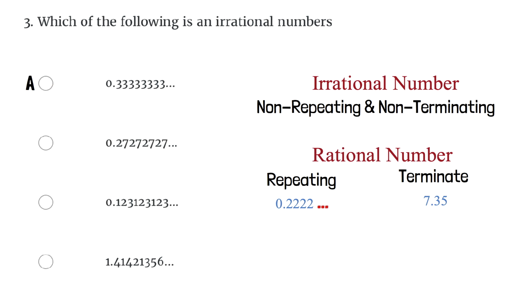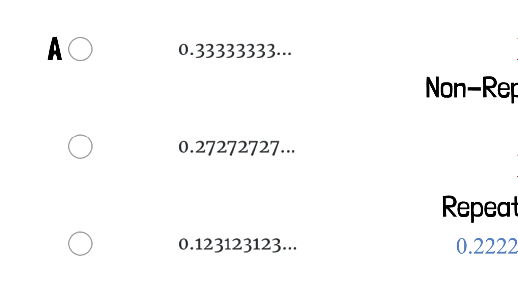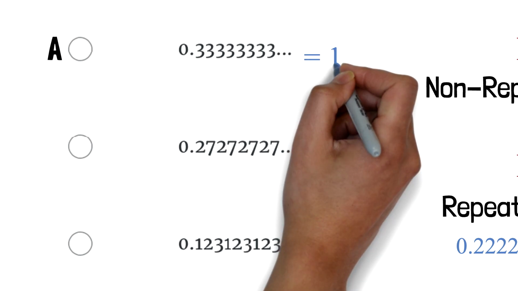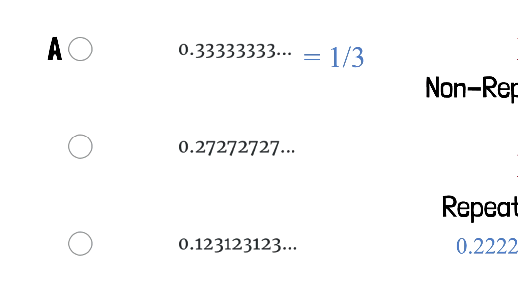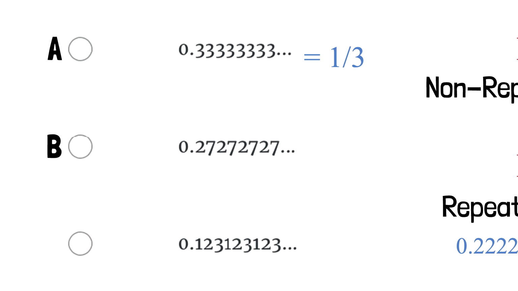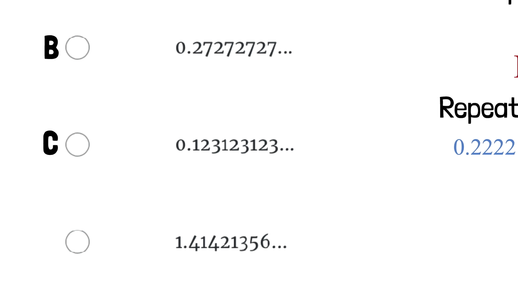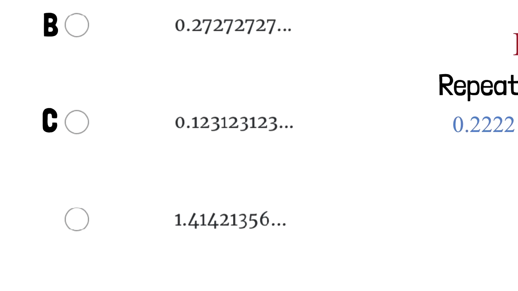So for multiple choice A, we can see that the 3 is repeating, so it is a rational number. This decimal is actually the same as 1/3. You can check it out on your calculator, 1 divided by 3. For choice B, we can see that we have 27, 27, 27. The 27 is repeating, so it is a rational number. Same here. This has 1, 2, 3, 1, 2, 3, and 1, 2, 3. The 1, 2, 3 is repeating, so it's a rational number.